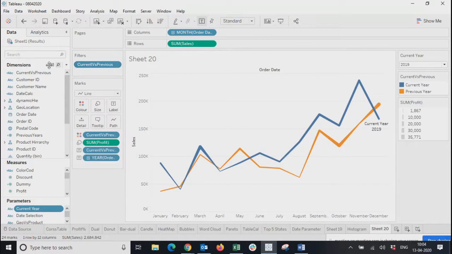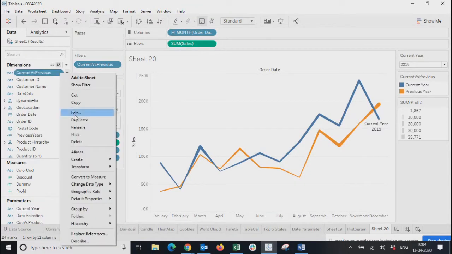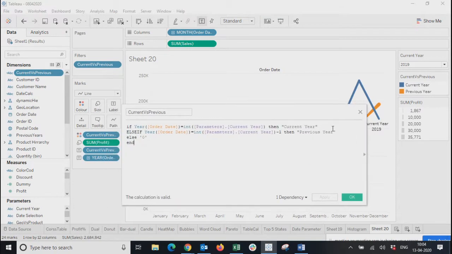That field is to identify which is my current year, which is my previous year, and which years don't fall in our category. I'm comparing the year of order date with the year value coming from the parameter. If it is the same, I'm calling it current year. If year of order date equals the year selected in the parameter minus 1, I'm calling it previous year. Apart from these two conditions, for any other value I'm putting 0.